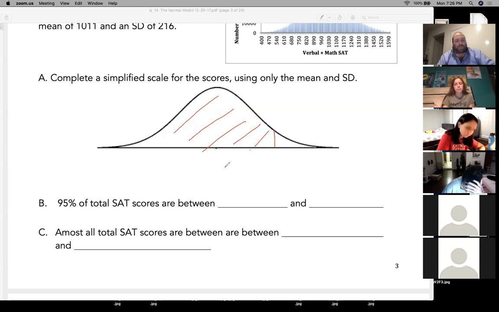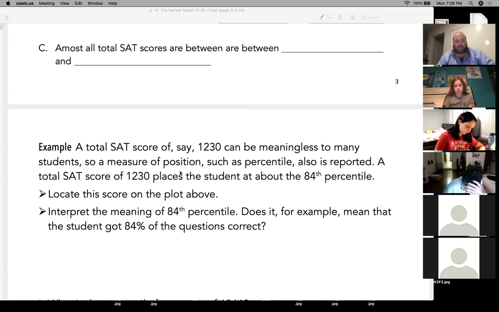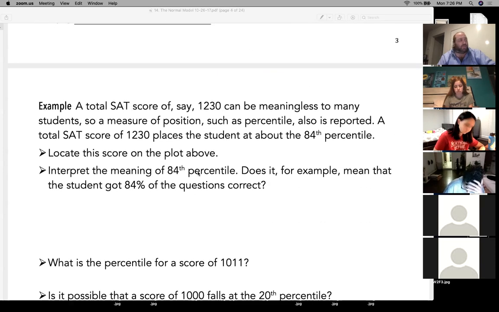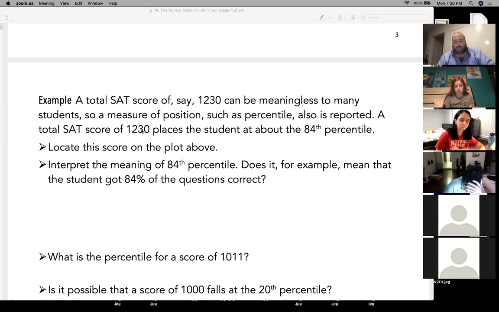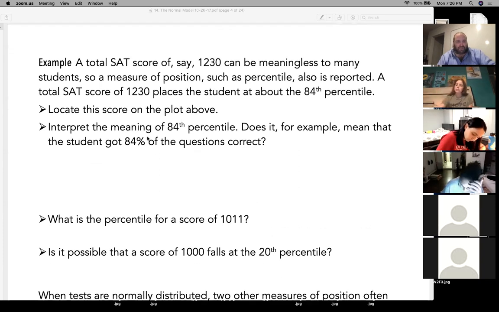Now, of course, that's not really exact. So let's see if we can figure out exactly where the 84th percentile is, knowing your score, the mean, and the standard deviation. And the answer is you can. So it says here, interpret the meaning of the 84th percentile. It doesn't mean, for example, that the student got 84% of the questions correct. Not even close. It's all about how you did relative to anyone else.